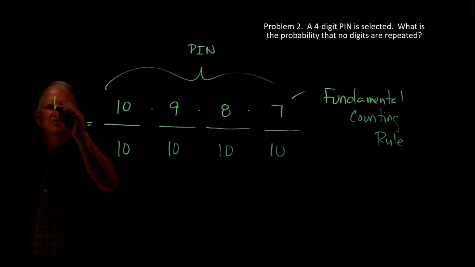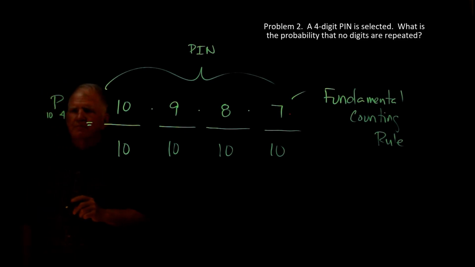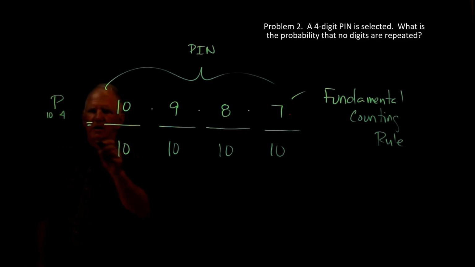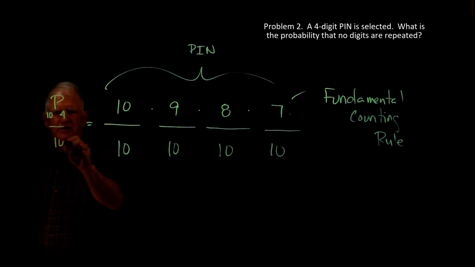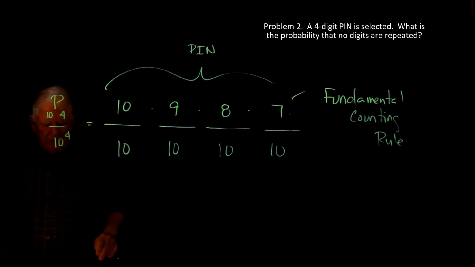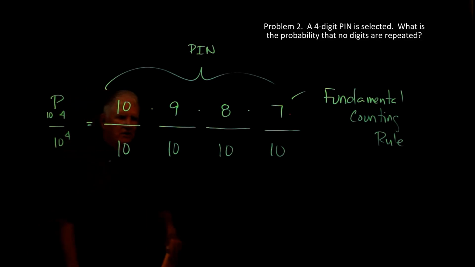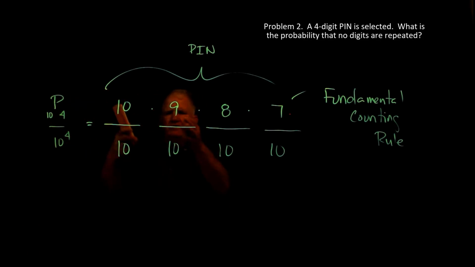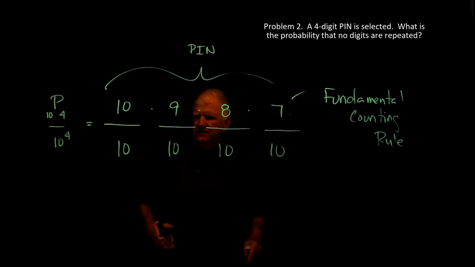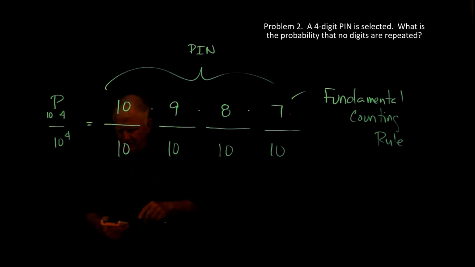This top is just the number of permutations when I take 10 things and I take them 4 at a time. And this bottom says, well, you're really picking from 10 numbers 4 times. Each one of these choices is a somewhat independent choice, if you would.